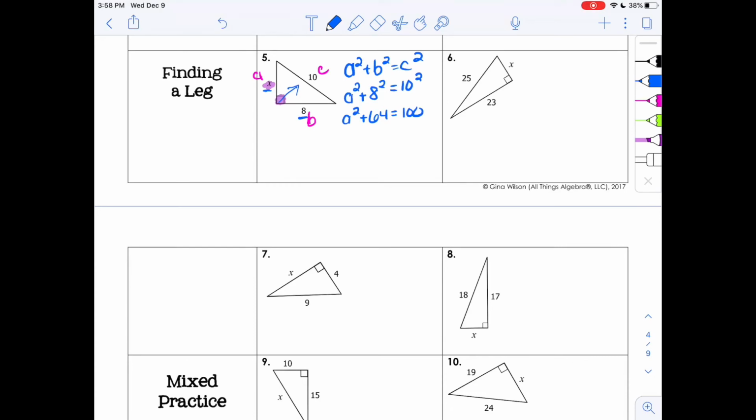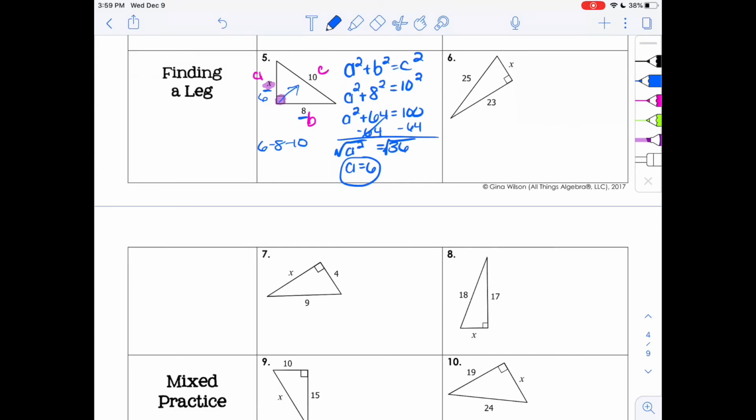But now, in order to isolate a, I need to solve the equation by doing the opposite. So instead of adding 64, we're going to subtract 64 from both sides. So I get a squared equals 36. And again, I'm still just trying to isolate that variable, so I have to get rid of the squared. And the opposite of squaring is the square root. And the square root of 36, I know without a calculator, is 6. So my missing leg is 6. So when I look at my three sides, 6, 8, and my hypotenuse of 10, that hypotenuse of 10 is still my biggest one.